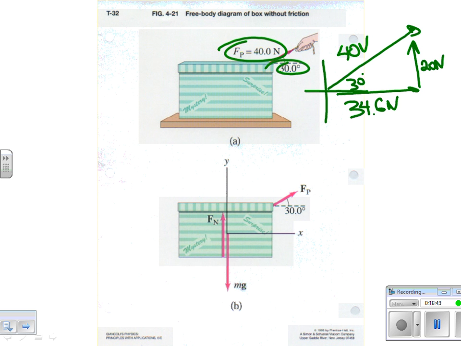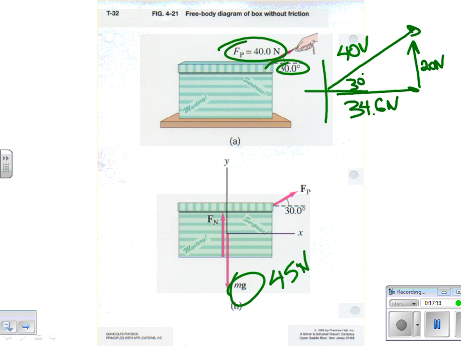Okay. So now let's look at this for a second. Imagine my box weighs, let's see how much it weighs. Let's say it weighs 45 newtons. The force of gravity is 45 newtons. Therefore, if I'm not pulling on the box, what's the force normal going to equal? 45 newtons. The table will push back up with 45 newtons and everything's hunky-dory.